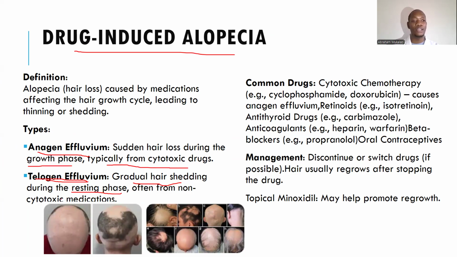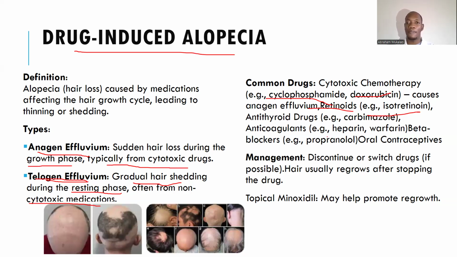often seen when someone is on non-cytotoxic medication. So if it is cytotoxic, it usually affects the hair in the growth phase, the anagen phase. So it will give you the anagen effluvium. If it is the non-cytotoxic drugs, they'll affect the hairs in the resting phase. That will give you the telogen effluvium. So the common cytotoxic drugs that cause hair loss include cyclophosphamide, doxorubicin, and even retinoids like isotretinoin sometimes can affect and give you this drug-induced alopecia.